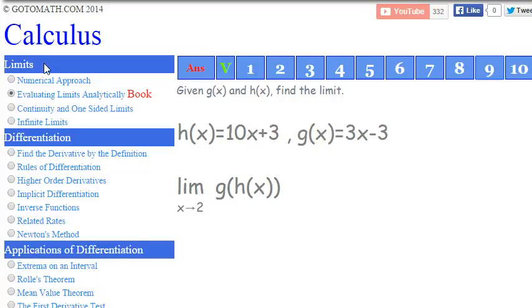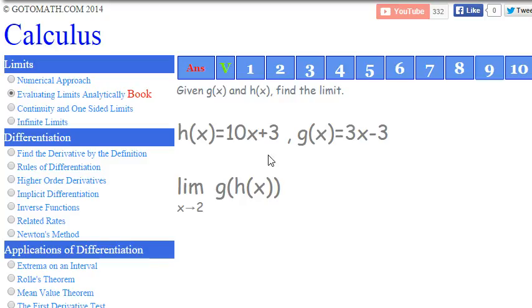We are working limits in calculus and evaluating limits analytically, and we're over here in section 9. We have two functions, h and g, and we want to find the limit as x approaches 2 of g composed of h of x. There's a couple different ways we can do this. However, we're going to solve it using a particular theorem.